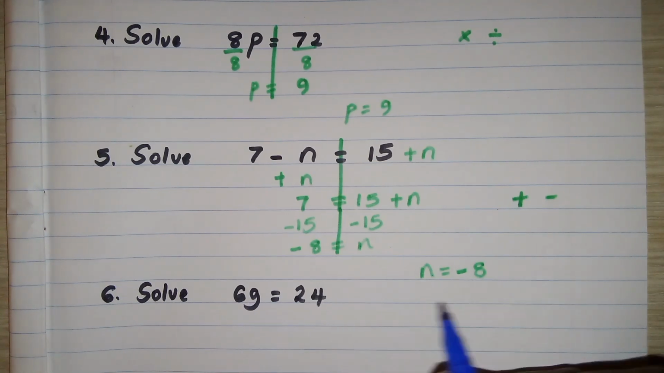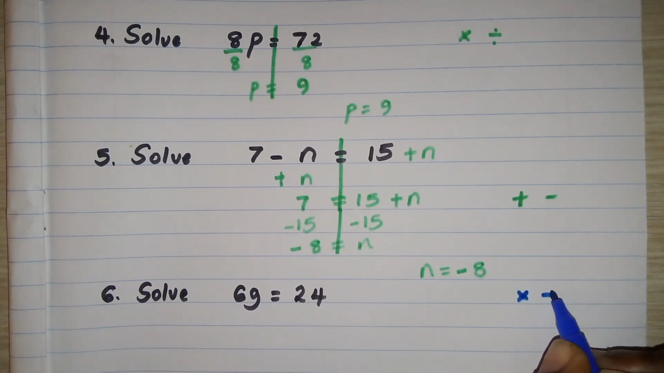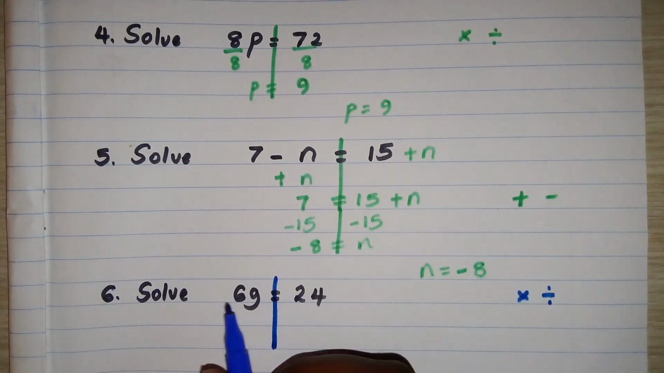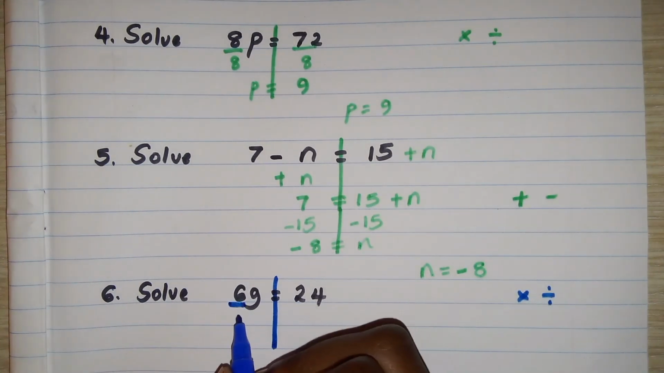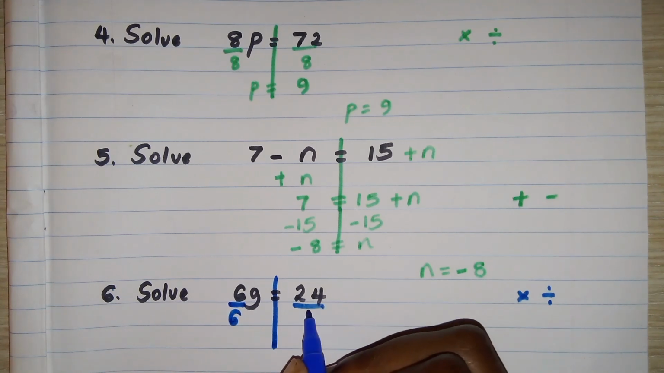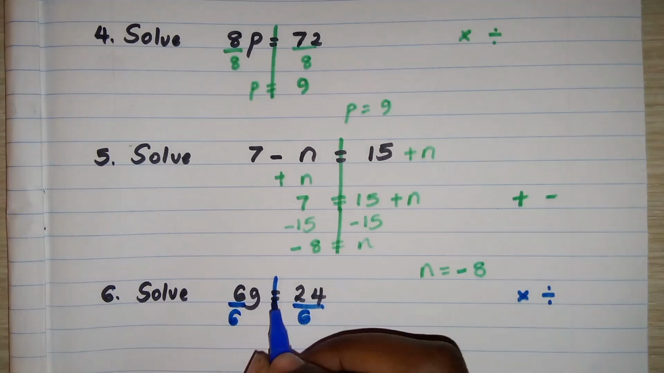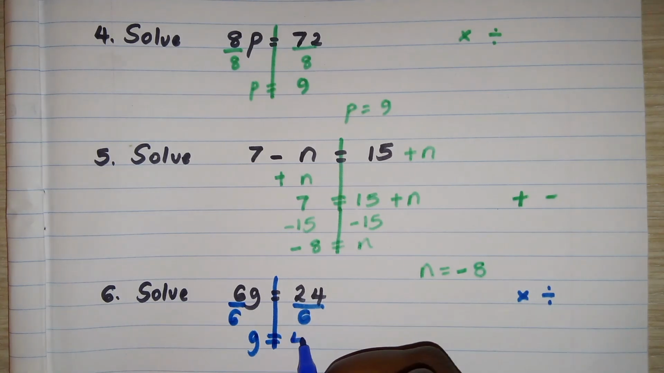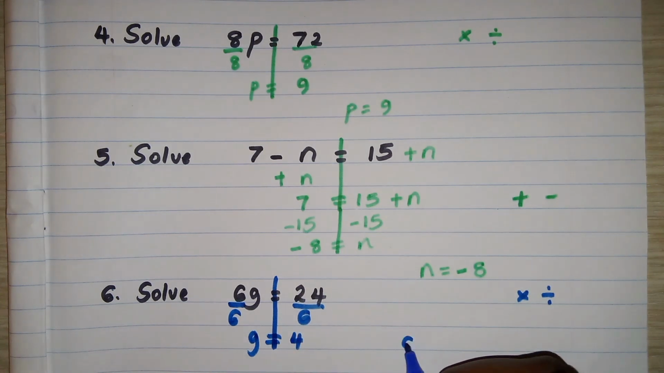Number 6, solve 6g equals to 24. So 6 times g, the opposite of times is division. So draw your line and then do the opposite of times, division. So you divide both sides by 6 to get rid of the 6. Now you're left with g equals to 24 divided by 6 is 4. Therefore, g equals to 4.